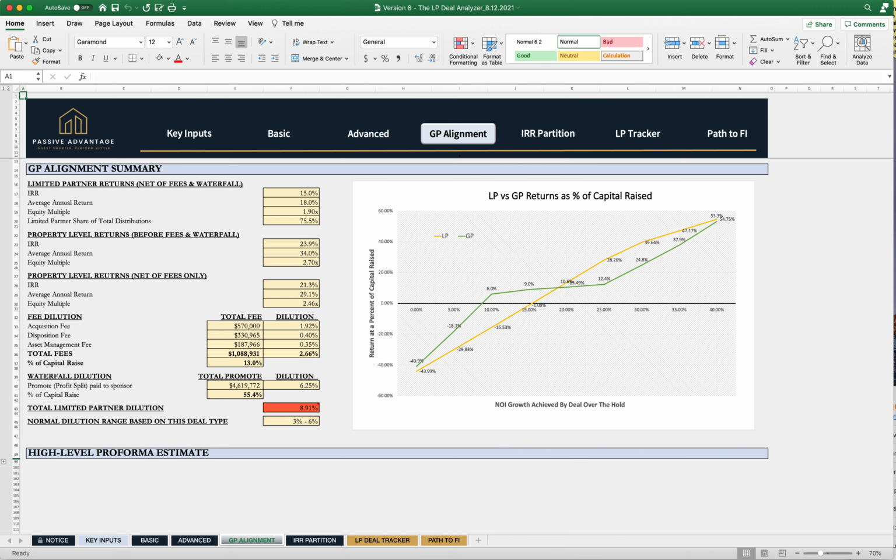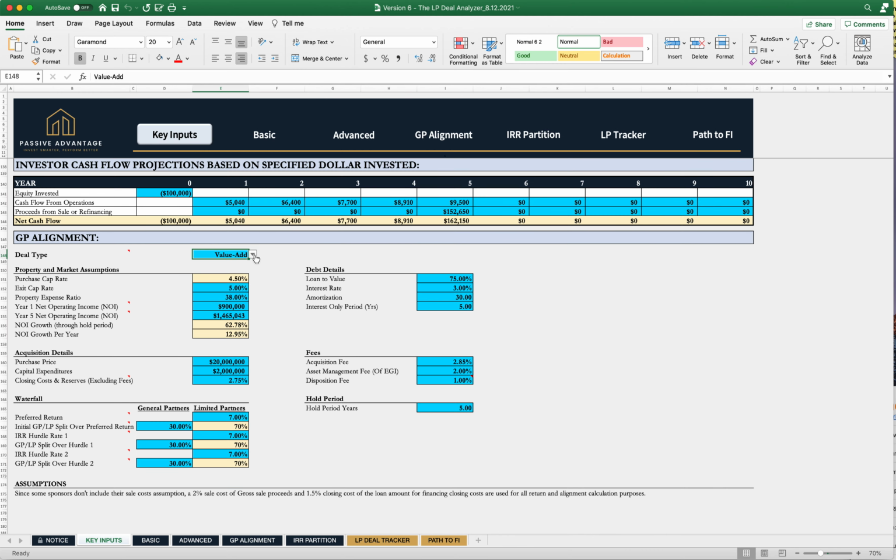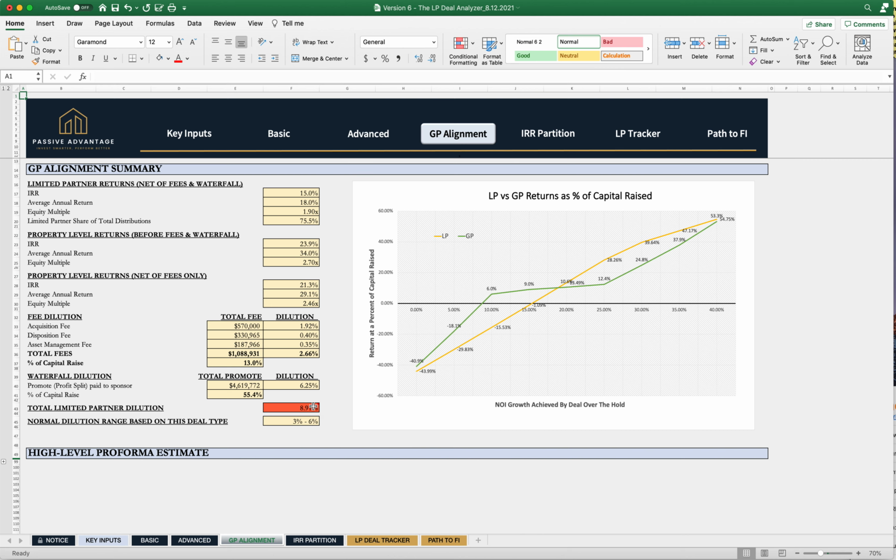The dilution is based on a typical range according to the deal type and business plan, and it has been previously selected within the Key Inputs page, such as value add, opportunistic, etc. You can see where the selection is done on the Key Inputs page. And this changes the typical dilution rate that we see in the GP Alignment section.